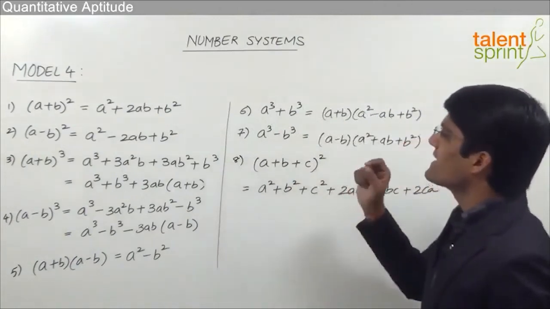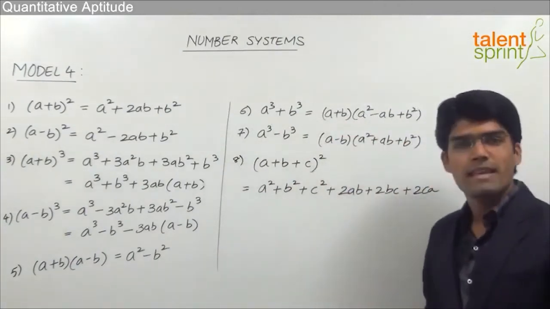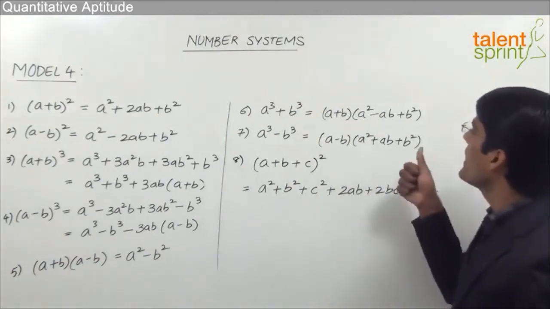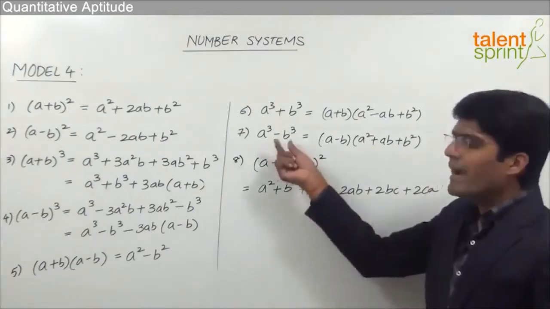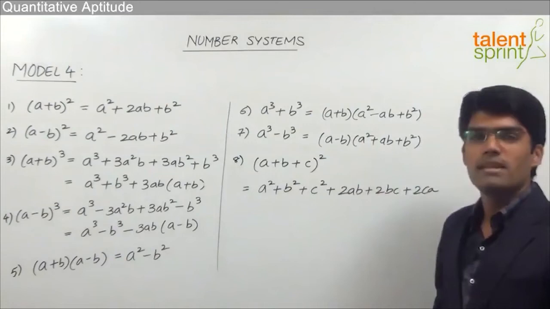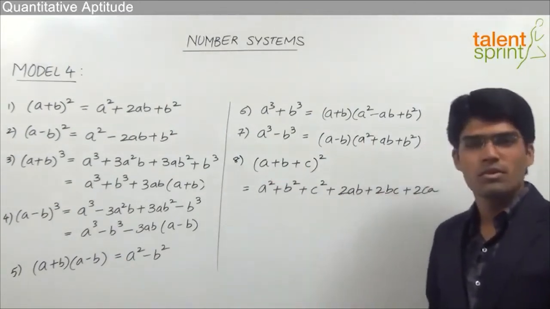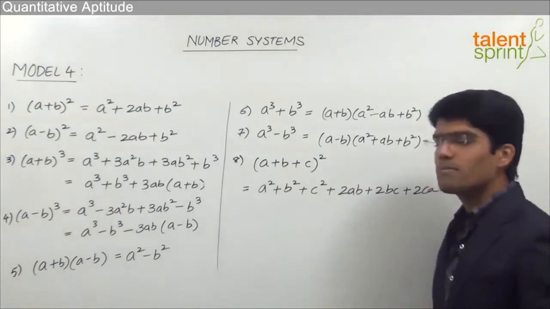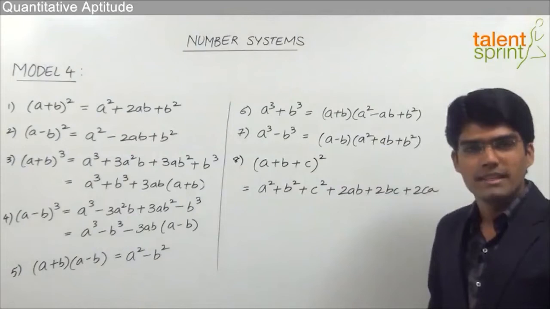The next one here is a cube plus b cube. A cube plus b cube can be taken in the form of a plus b into a squared minus ab plus b squared. And a cube minus b cube can be taken as a minus b into a squared plus ab plus b squared. And the last one here is a plus b plus c whole square, which is equal to a squared plus b squared plus c squared plus 2ab plus 2bc plus 2ca.